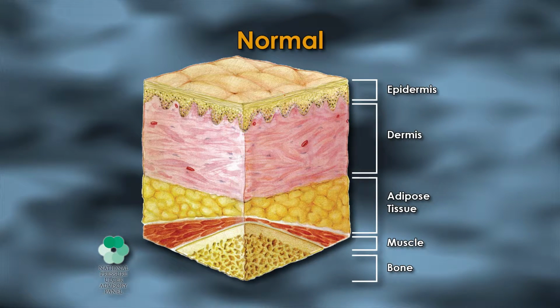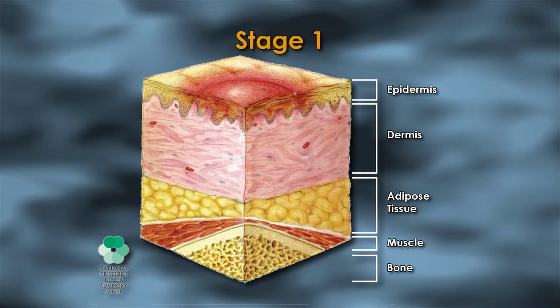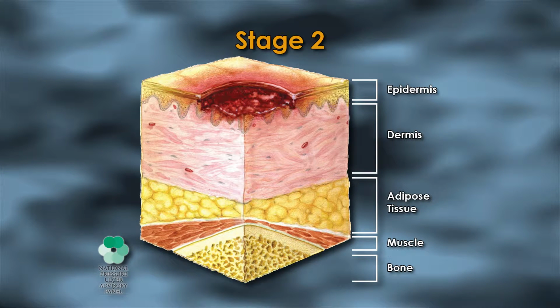There are 4 stages that are actually staged. Stage 1 is just a redness of the skin that does not blanch. When you push your finger on it, it doesn't turn white and then turn pink again, it just stays red. A stage 2 is a shallow ulceration. Some tissue loss, usually not very deep, usually very shallow, very superficial, but there is tissue gone.